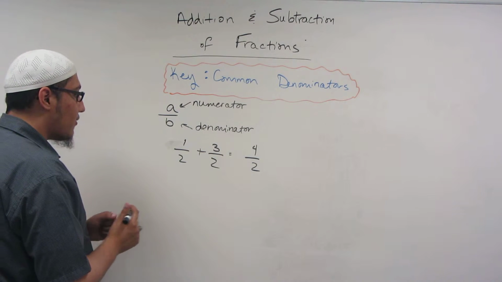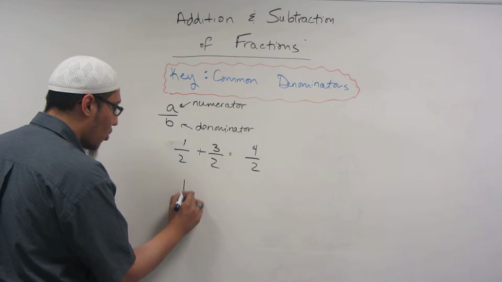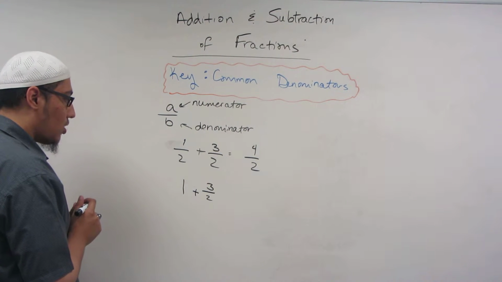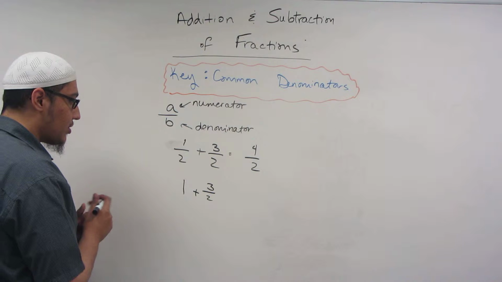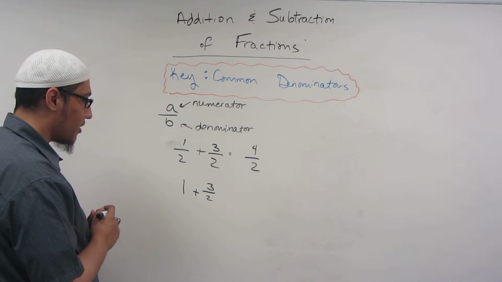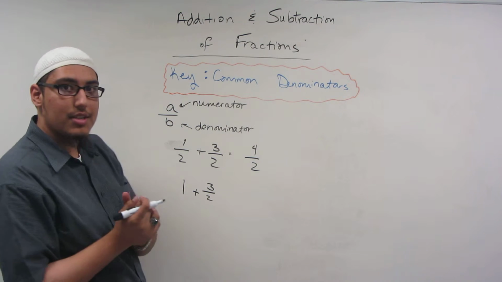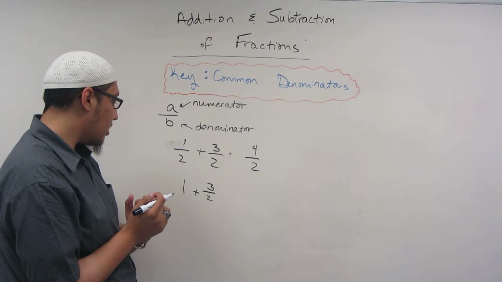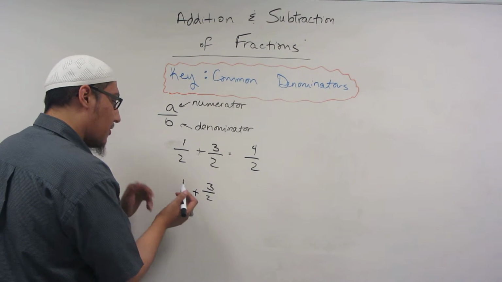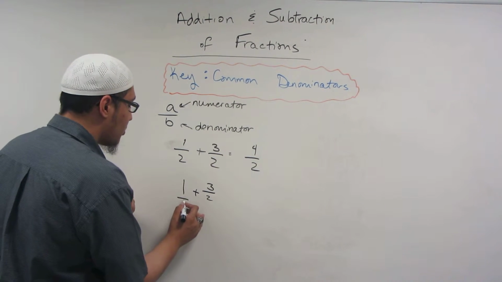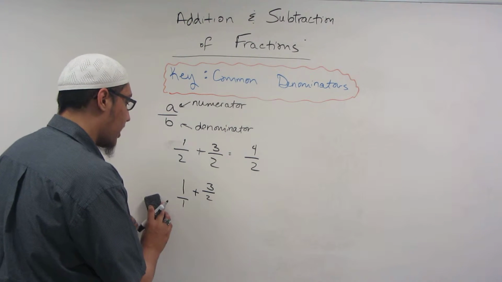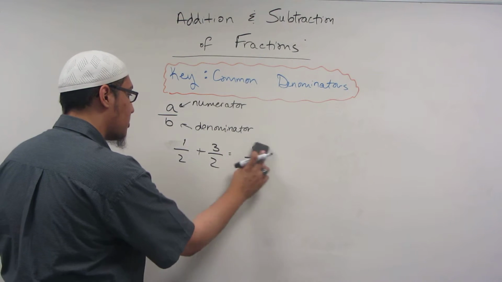So how about if we had this as a problem? If we just had 1 plus 3/2? Now, we can't do this problem because we don't have a common denominator. Then the question is, how can we have a common denominator? Well, before we get into that, any whole number is always just itself over 1. Now, let's do a couple of examples. Addition and subtraction follow the exact same steps.